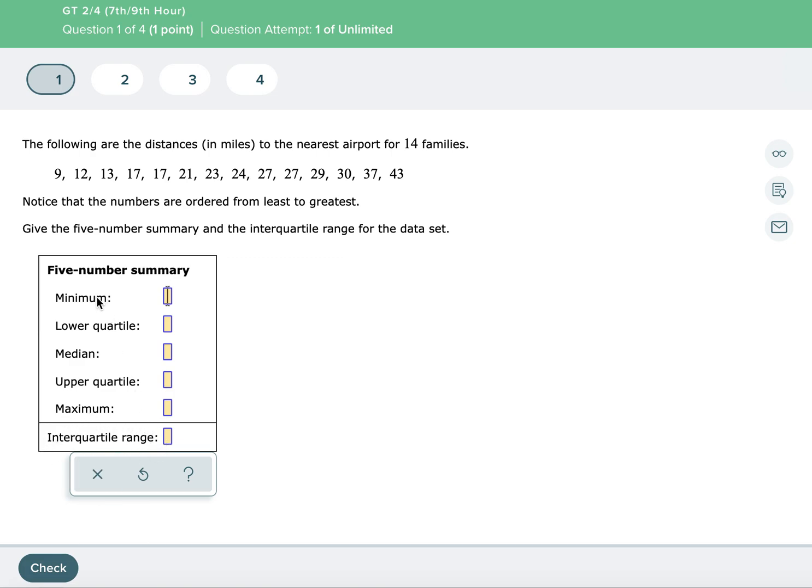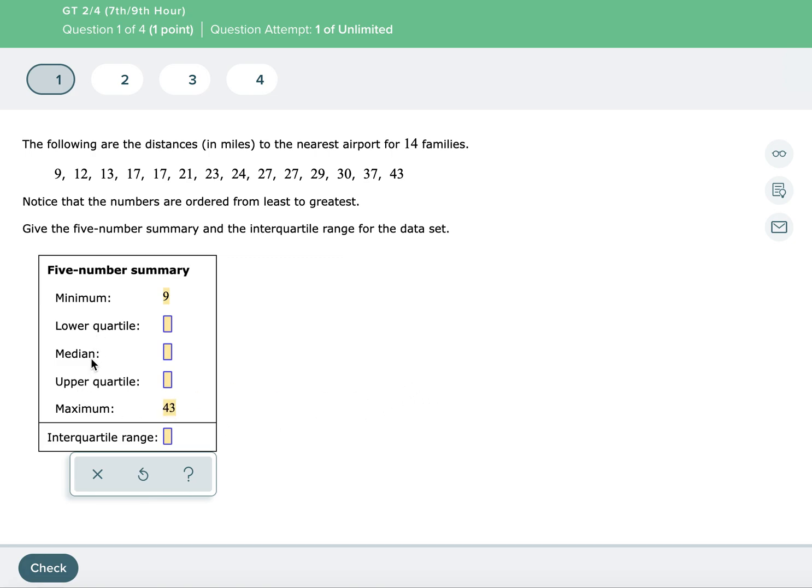So let's start with minimum and maximum. Those are your easy wins. Minimum is just your smallest value. Min, think of mini. So my minimum is 9. And the maximum is this one right here, 43. So already we've got 2 out of 6.